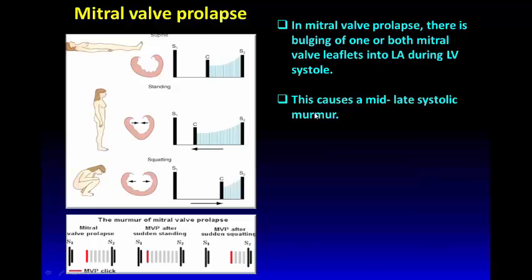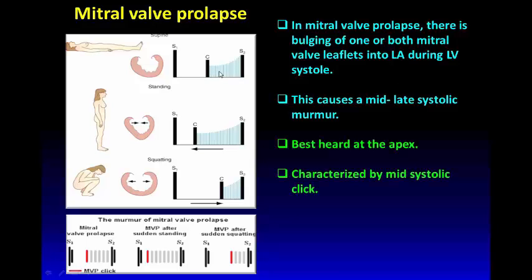We will now describe another systolic murmur, which is the murmur of mitral valve prolapse. In mitral valve prolapse, there is bulging of one or both of the leaflets of the mitral valve into the left atrium during left ventricular systole. This causes a mid to late systolic murmur, which is best heard at the apex.